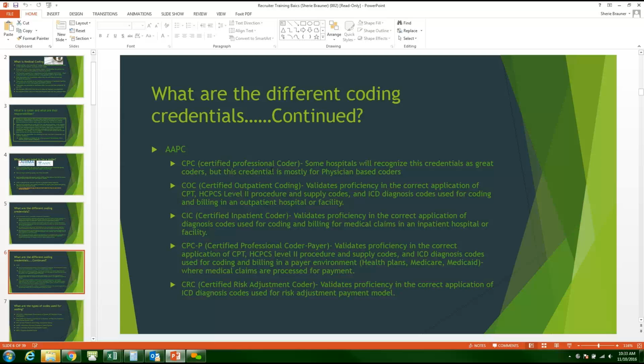CRC, Certified Risk Adjustment Coder, validates proficiency in the correct application of ICD-10-CM diagnosis codes used for risk adjustment payment model.